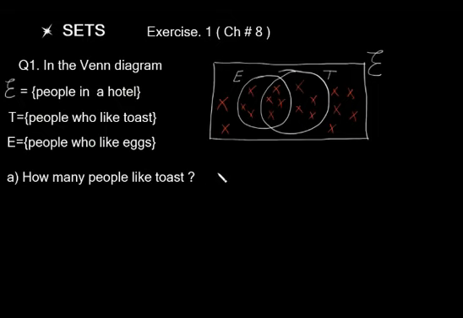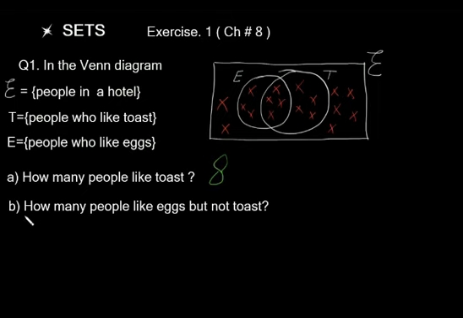And then part A, it says how many people like toast. So guys, you just have to look in this circle of T. No matter if some crosses are also common with E, you strictly look in this circle T. So how many crosses? 1 2 3 4 5 6 7 8. So it means that people who like toast are 8.